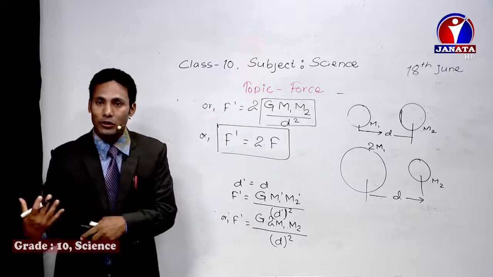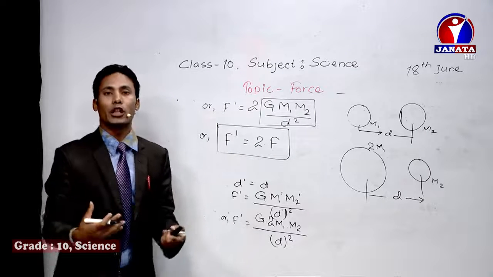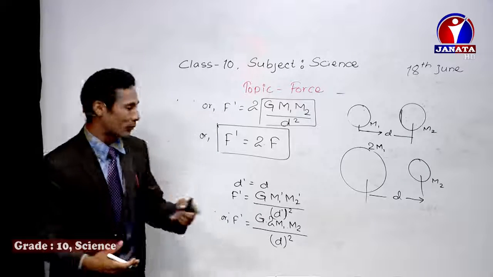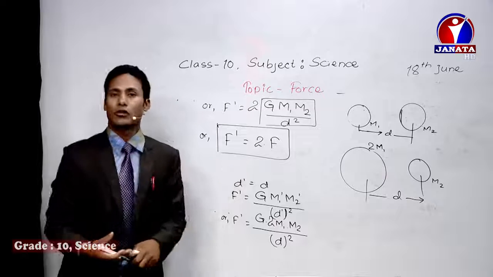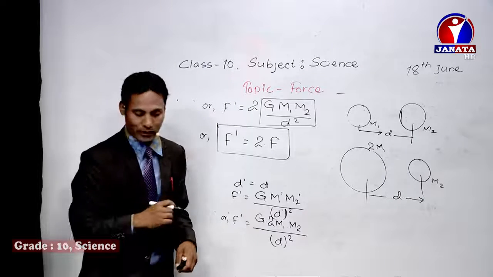So when one of the masses is doubled, then the gravitational force also gets doubled. What we have learned previously is that the gravitational force exerted between the two masses is directly proportional to the product of mass. That means when the mass is increased, then the gravitational force also gets increased. So that is a verification of the first statement, right?